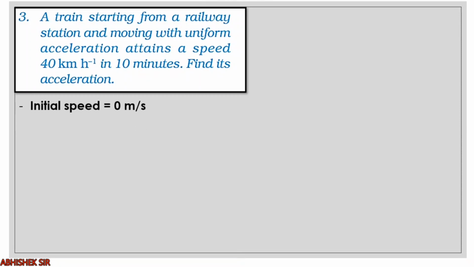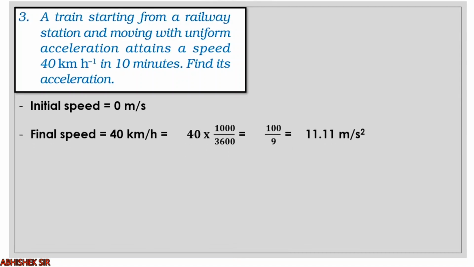First is starting from a railway station. That means initial speed will be 0. Then final speed 40 km per hour, that has to be converted, and that becomes 100 upon 9, that is 11.11 meter per second. Sorry, you don't have to write square over here, you just write meter per second. So cancel these two, right? Time taken is 10 minutes, so 10 into 60, that is 600 seconds.